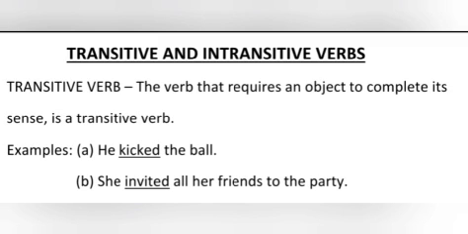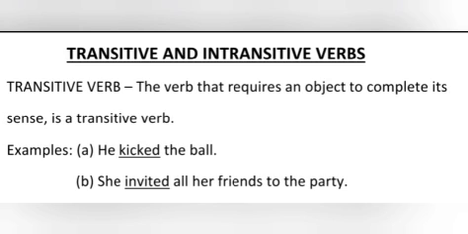Let's understand what are transitive verbs. The verb that requires an object to complete its sense is a transitive verb. For example, he kicked the ball. And the second one, she invited all her friends to the party. In the first one, he kicked what? The ball. The ball is the object. In the second sentence, she invited whom? All her friends. The ball in the first sentence and all her friends in the second sentence are the objects.